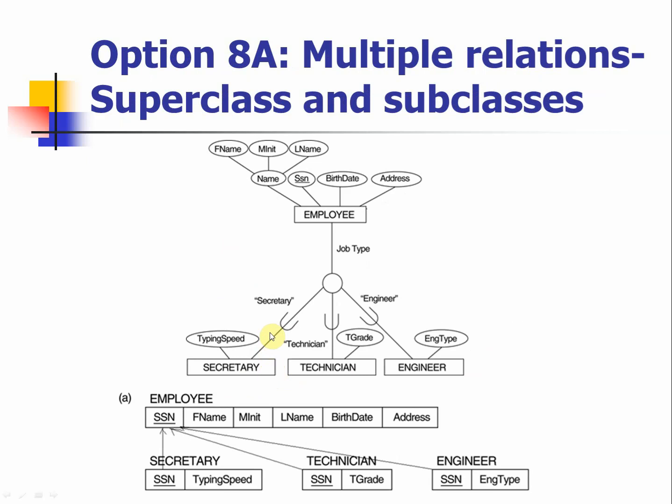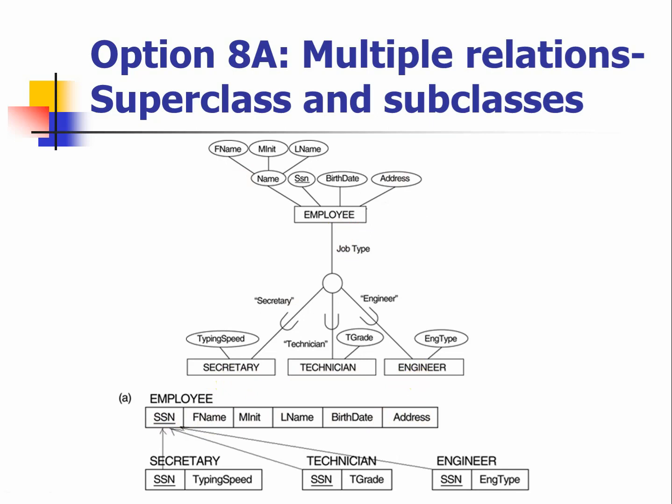Choice number 8A is indicating multiple relations, superclass and subclasses. So what that's trying to do is this. Let's take a look at an example. We will have an employee as a superclass, and secretary, technician, and engineer as subclasses. So when we try to convert that, in our step number 1, we will have our employee converted into a relation already. So when it goes to step number 8, it is time for us to handle those 3 subclasses.